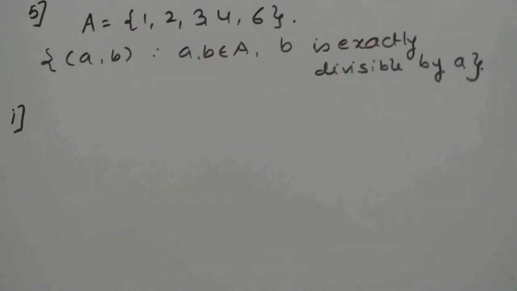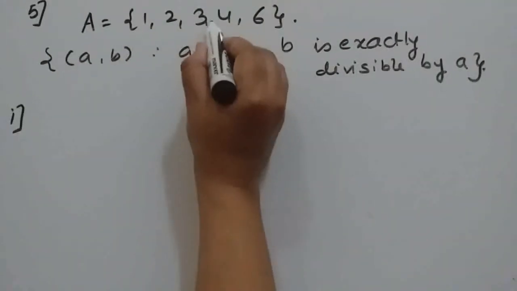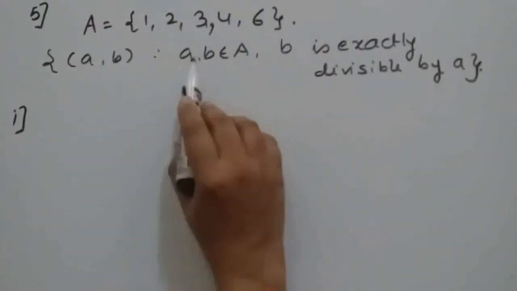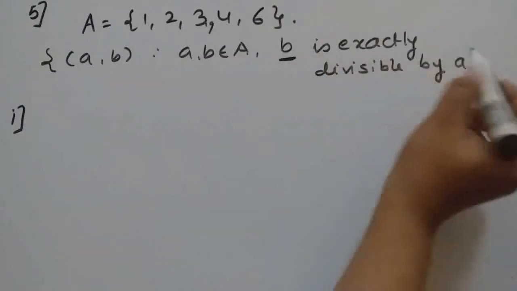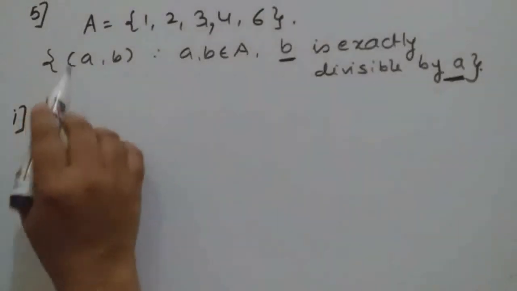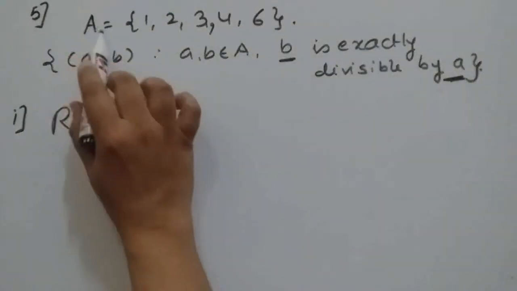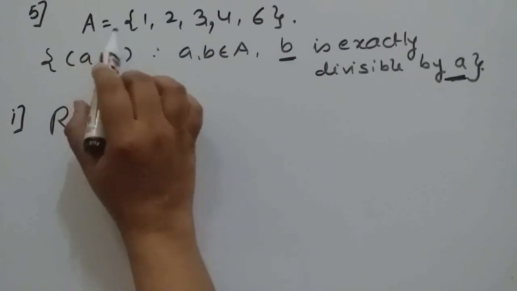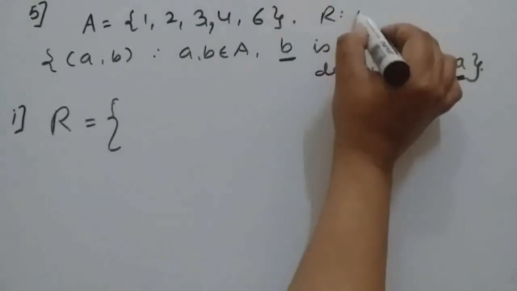Question number 5. A set is given: 1, 2, 3, 4 and 6. And the relation is defined as: b belongs to A such that b, the second number, is exactly divisible by the first number. So we have to write all the elements in R. Now here, R is a relation on set A, which means R is from A to A.